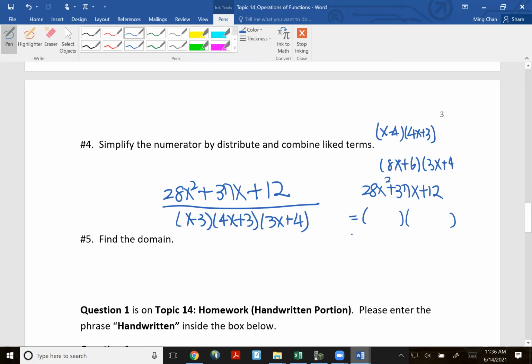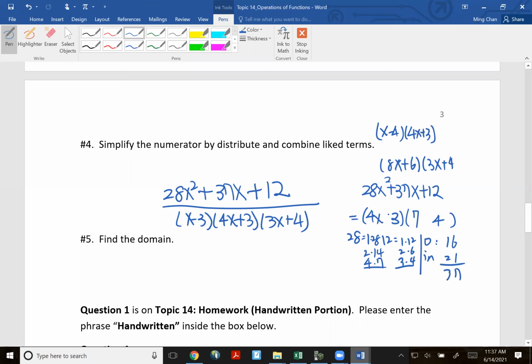All right, 28. We know I can use 4 and 7. 12 using 3 and 4. Put 3 here, 4 here. 1 times 12, 2 times 6, 3 times 4. Okay, 1 times 28, 2 times 14, 4 times 7. So my outer is 16, my inner is 21, and that gives me 37 in the middle.